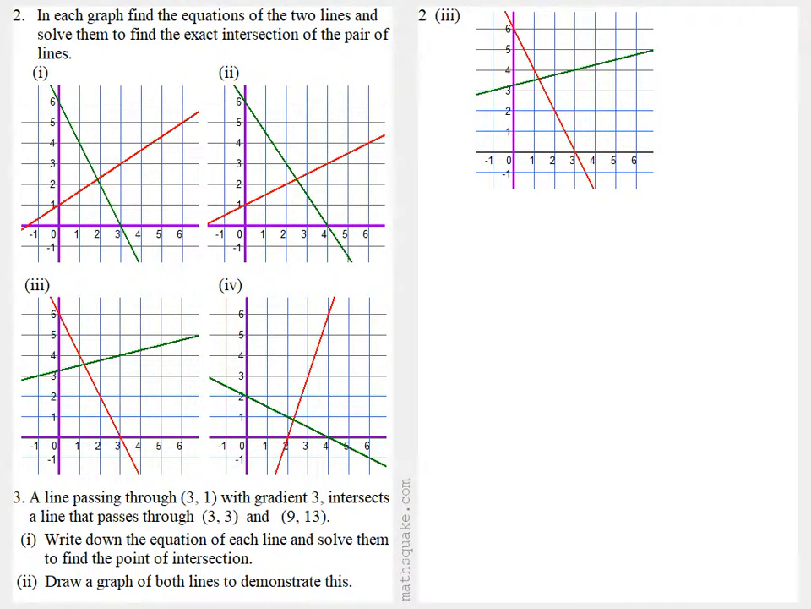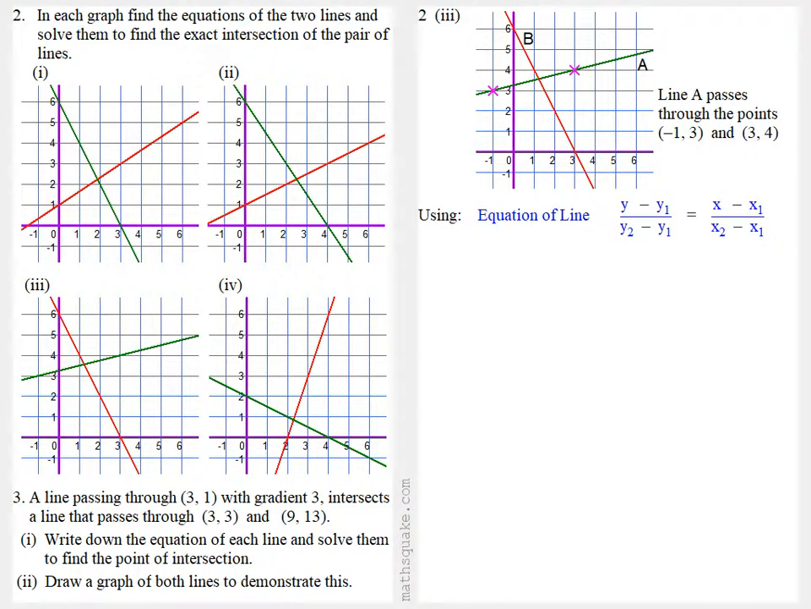If we look at 2 part 3, we see that the line A passes through the points -1, 3 and 3, 4. So this time, to get the equation of the line, we can use the formula y minus y1 over y2 minus y1 equals x minus x1 over x2 minus x1. Now we have x1 is -1 and y1 is 3. x2 is 3 and y2 is 4.